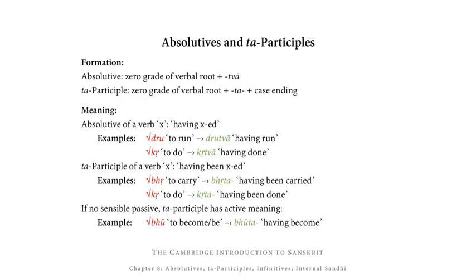With ta participles, we need to note one more thing concerning their meaning, and that is, if there is no sensible way of forming a passive of a verb, the ta participle actually will have past active meaning. And so of bhū, to become or to be, we get the ta participle bhūta, which would mean "having been" or "having become," because "having been beed" or "having been becomed" or something like that, any way of forming a passive would basically be nonsensical, and whenever you cannot form a passive, the ta participle has active meaning.